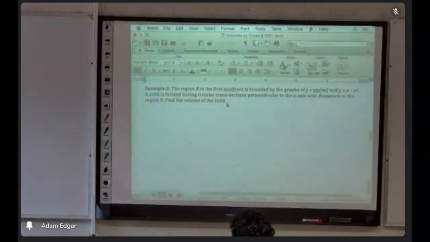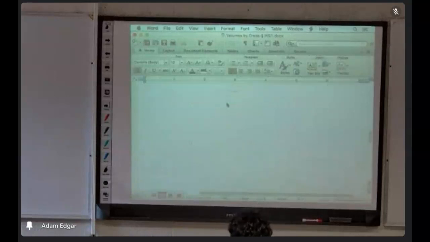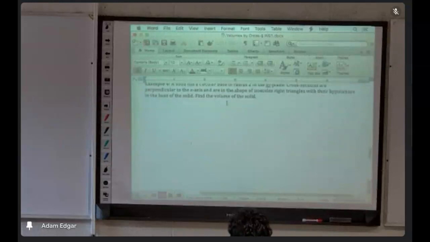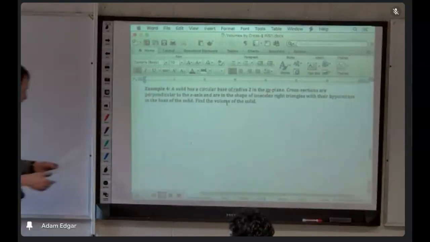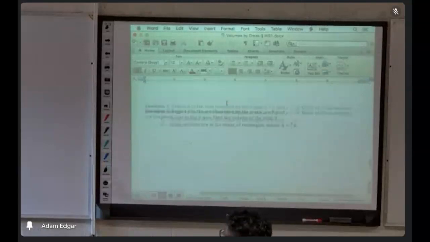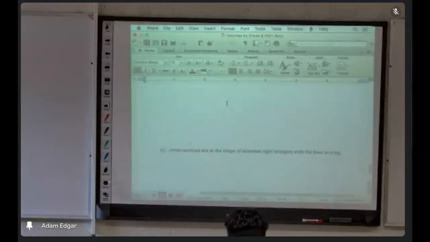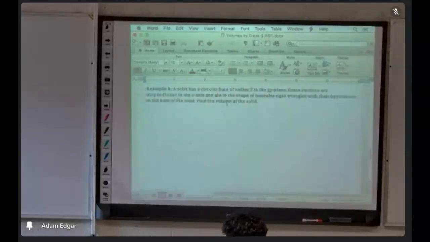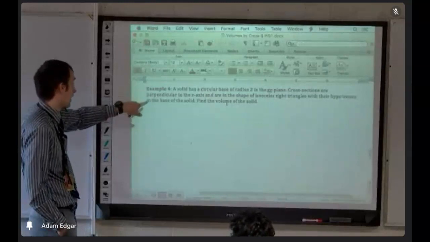Moving along. So example 4 is a little trickier. Example 5b. What are your cross-section shapes? It says isosceles right triangles with the base as a leg. That's the better situation. Can we still do that again? Let's do, no, I want us to do example 4 together. Oh, that's fine. Because here we're having an isosceles right triangle with a hypotenuse in the base.